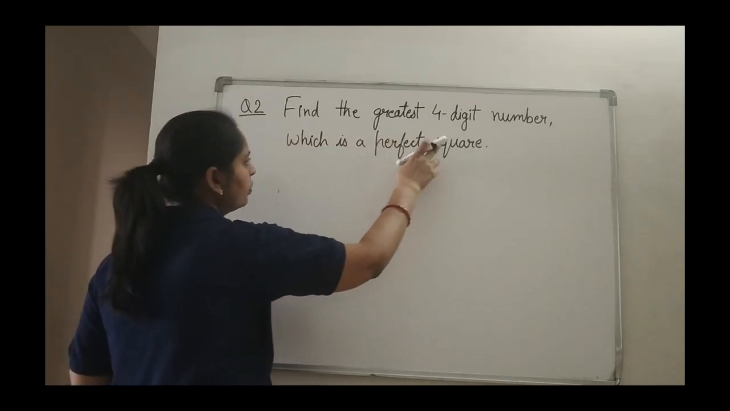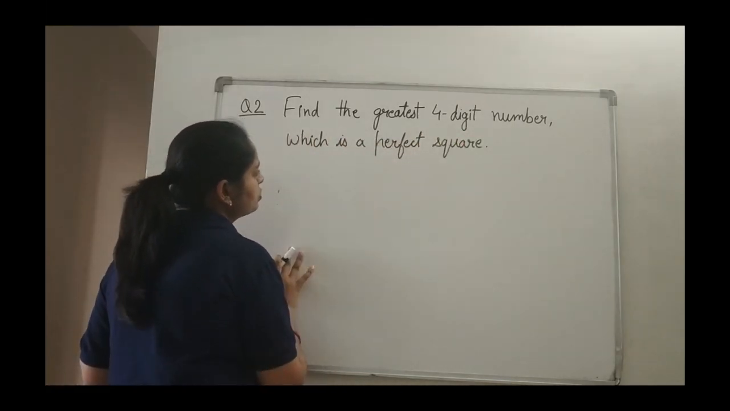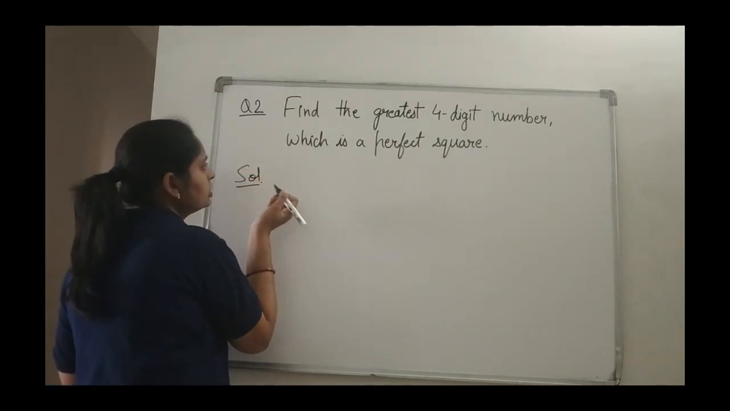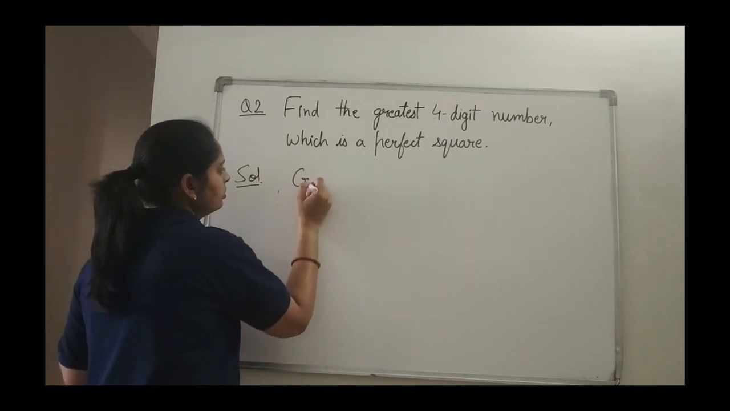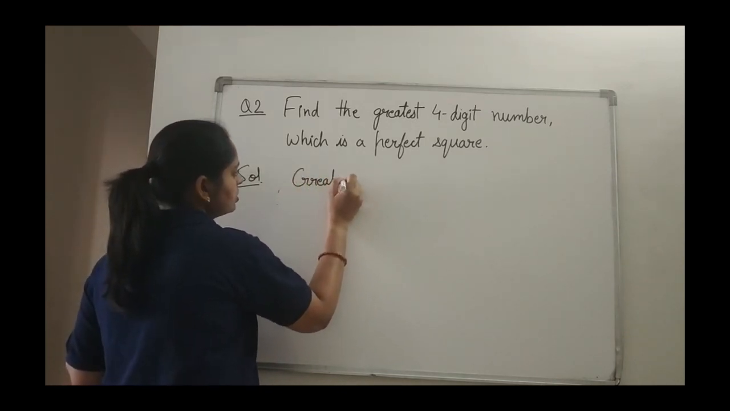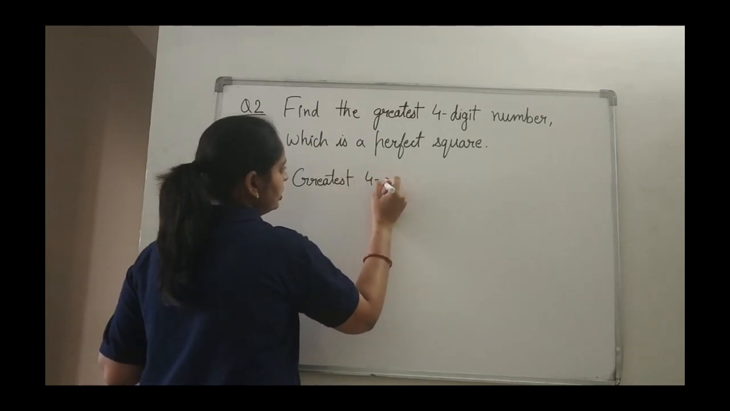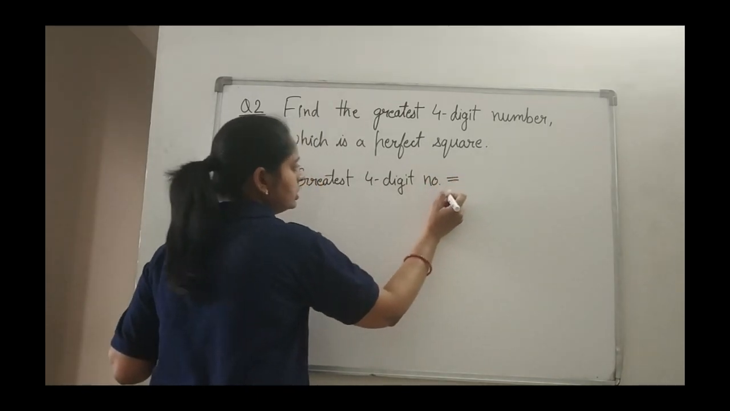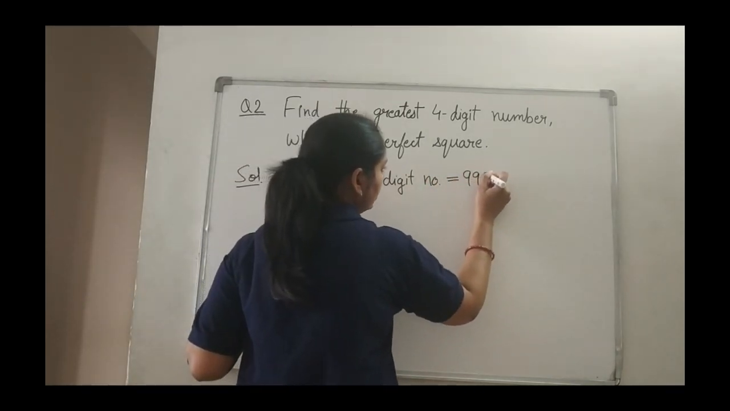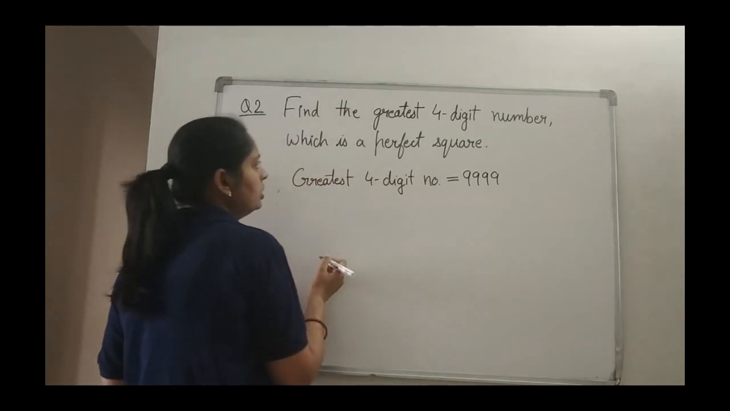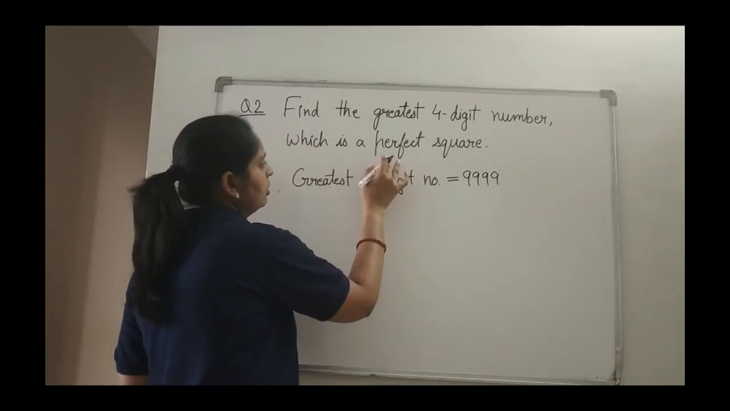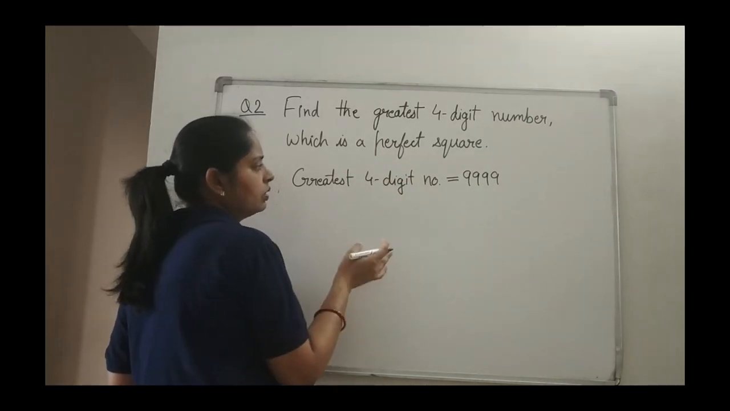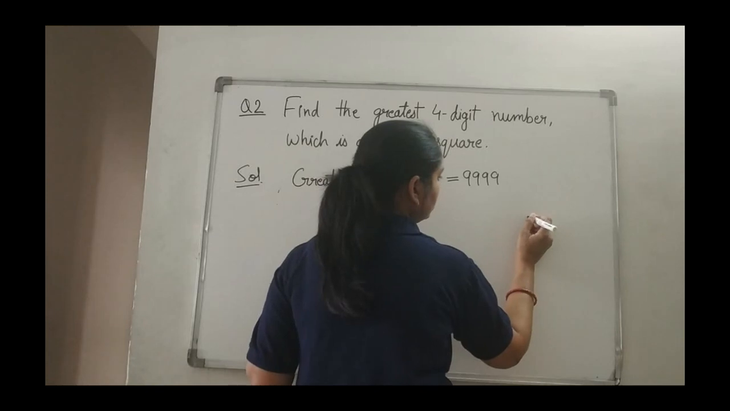Find the greatest 4-digit number which is a perfect square. So, for that, you just take the general, what is the greatest 4-digit number? Greatest 4-digit number is, you all know, what is that? 9999. 4 times 9 is the greatest 4-digit number. And we have to check which is the greatest 4-digit perfect square number. So nearby this or just below this. We will see that this is a perfect square or not.